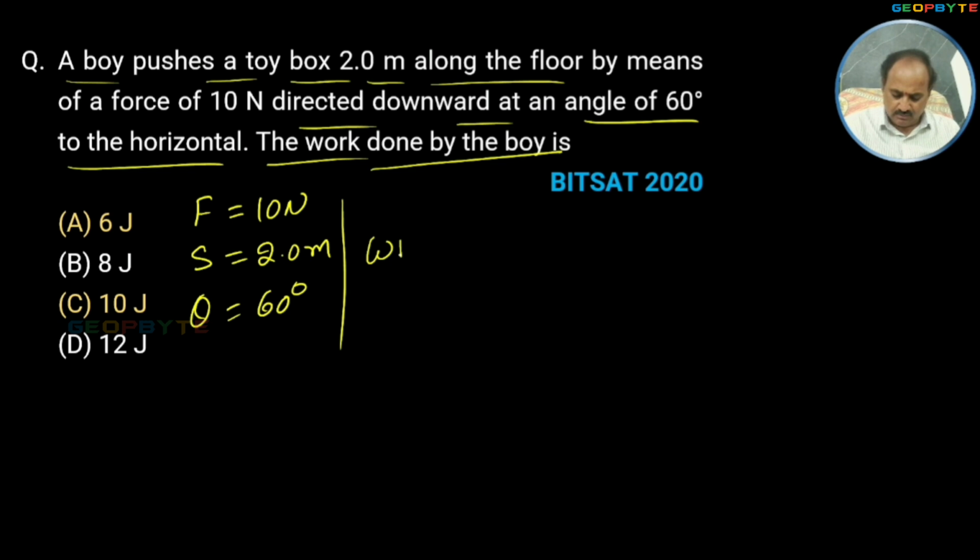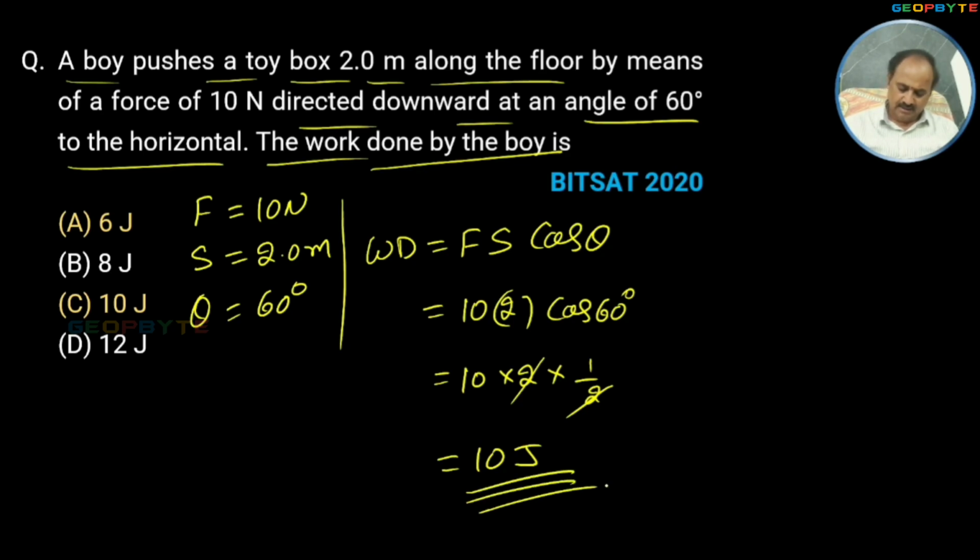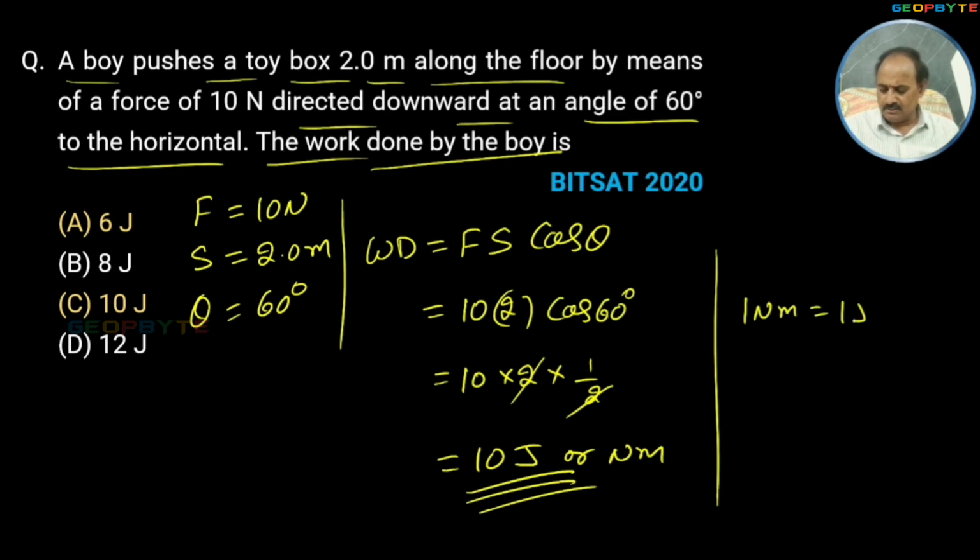Work done equals F S cos theta. Very simple. F is 10, S is 2, cos 60 degrees equals 1 by 2. 10 into 2 into 1 by 2. The 2s cancel. 10 joules. Work is a kind of energy. Its unit is joules or newton meter. Dear friends, remember 1 newton meter equals 1 joule. So look at the options. Option C is absolutely correct. Understood clearly? Yes.